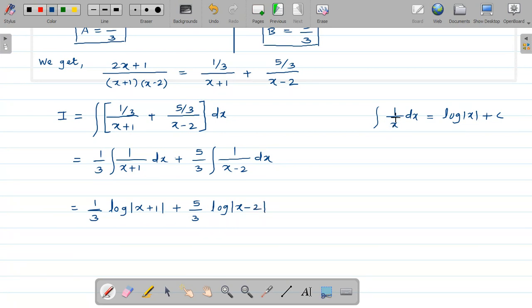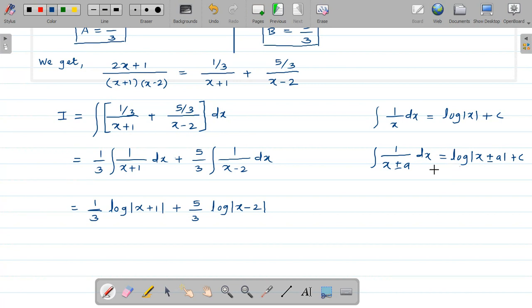Because see here, x means a linear factor. Why is it called a linear factor? Because the index of x is 1. So integration of 1 upon x is log of modulus of x. Then integration of 1 upon x plus or minus a, you can write any value of a here, is also equal to log of modulus of x plus or minus a plus constant, because the derivative of x plus or minus a is 1.